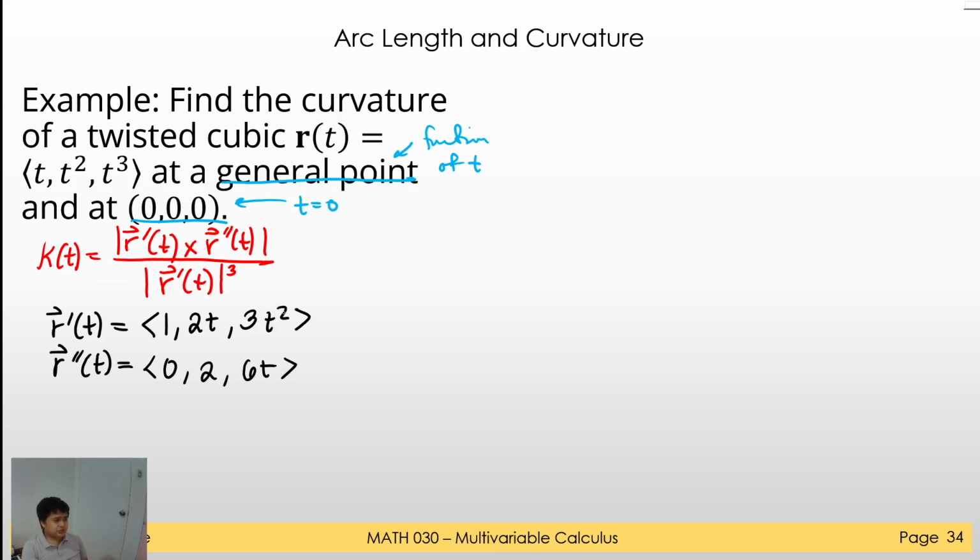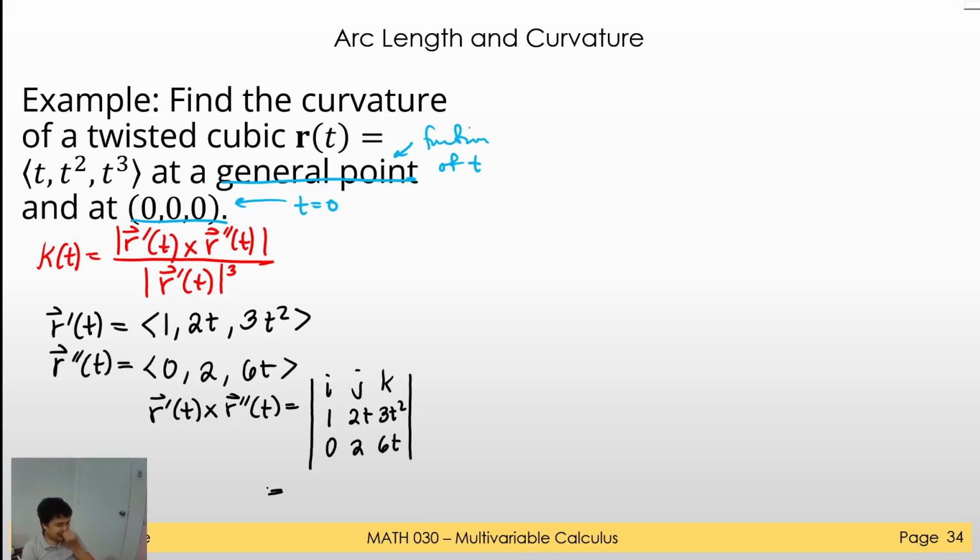The next thing we should do is find the cross product of these two vectors. To find the cross product of r prime of t and r double prime of t, we have to find the determinant. We have i, j, and k, then r prime of t first: 1, 2t, 3t squared, and then 0, 2, and 6.